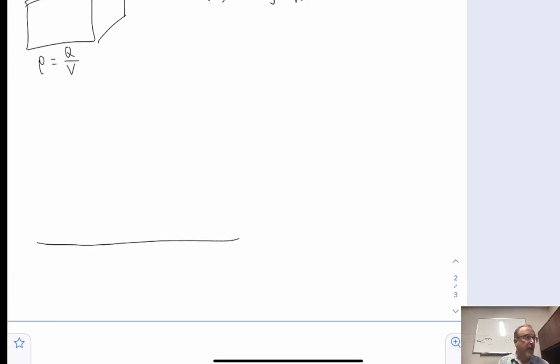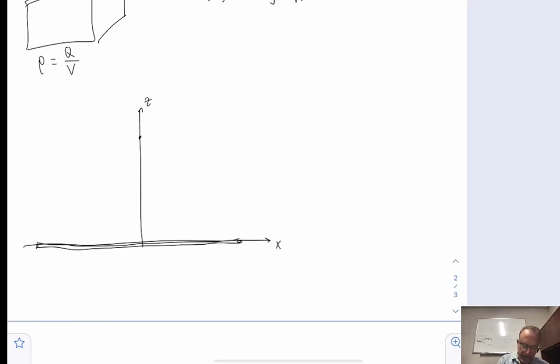Okay, so we have a line of charge like this. Total length is L, and I want to know the electric field right above the midpoint of this point. So I'm going to put it along an x-axis, and they use a z-axis here. We're trying to find the electric field here.